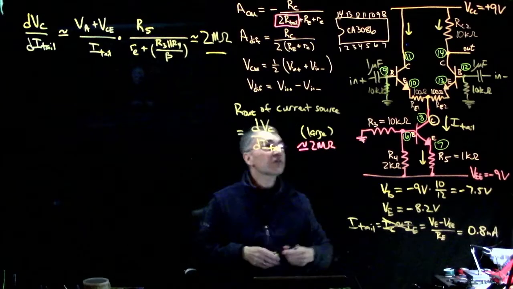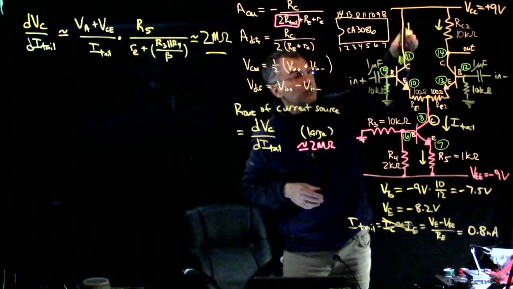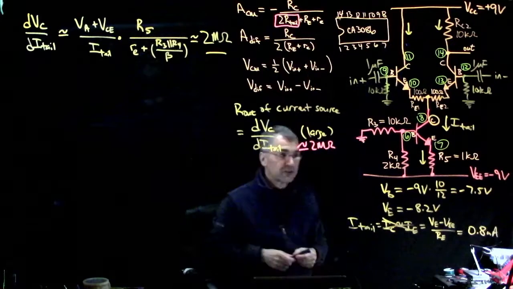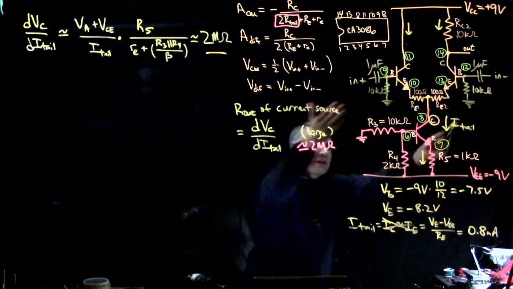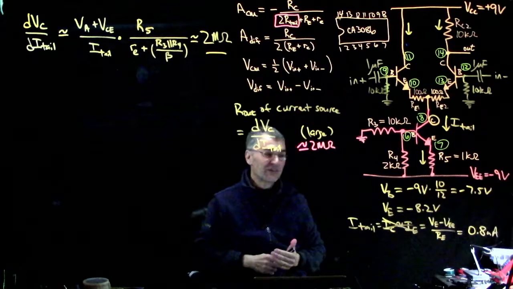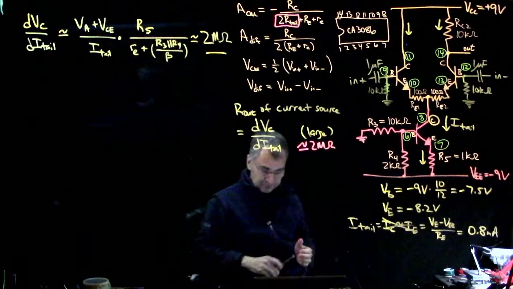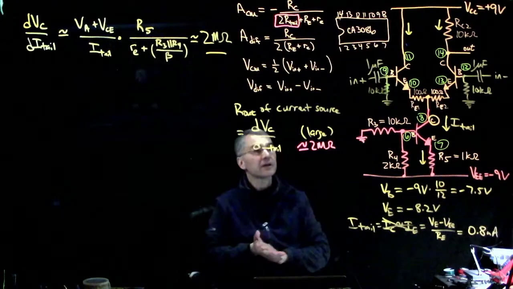So the quiescent collector current here should be about 4/10 of a milliamp, and the quiescent collector current here should be about 4/10 of a milliamp. And then they come together and flow through this current source, which is 8/10 of a milliamp. So I wired this up. Oh, wait, one more thing.